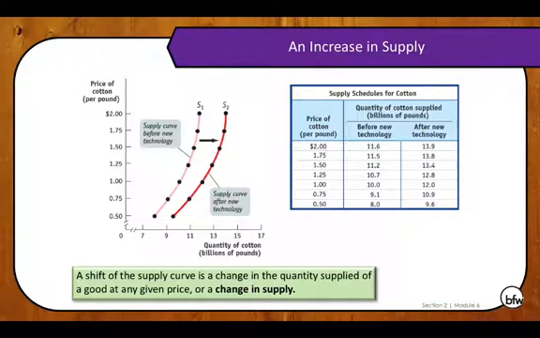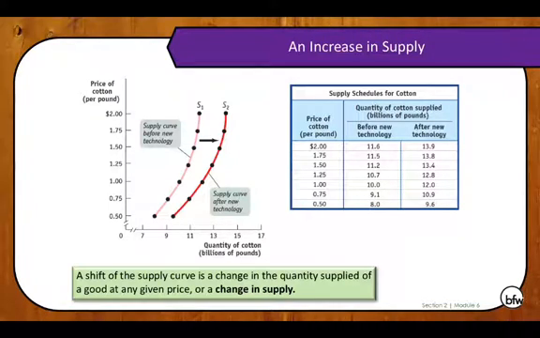A shift of the supply curve is a change in the quantity supplied of a good at any given price. And instead of calling this a change in quantity supplied, we call it a change in supply, because the entire supply curve is moving to the right or to the left. And again, let me emphasize that economic language. When you use the term change in quantity demanded or change in quantity supplied, you are referring to movement along the supply or demand curve from one point to another as a result of a change in the price of a good.